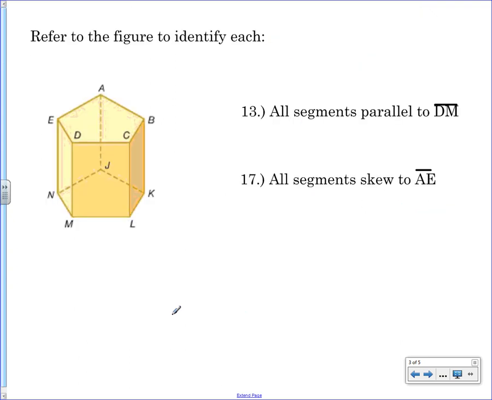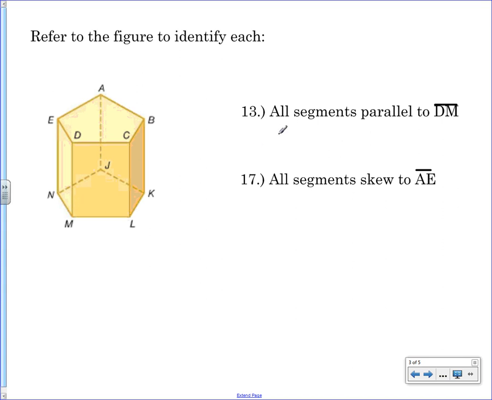Okay. Refer to the figure to identify each of the following. Number 13, all segments parallel to line segment DM. So obviously find line segment DM, okay? That's this one right here. All segments parallel to DM. Just give me one.